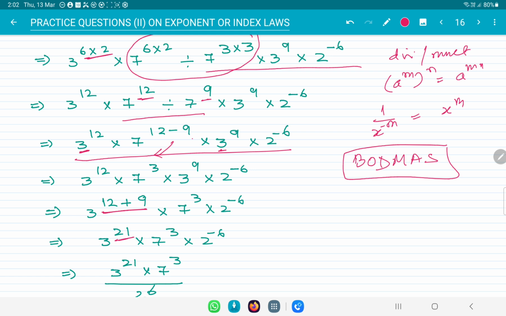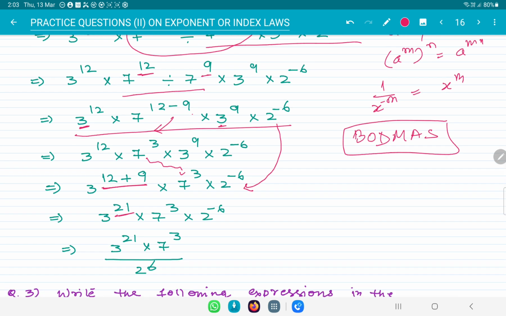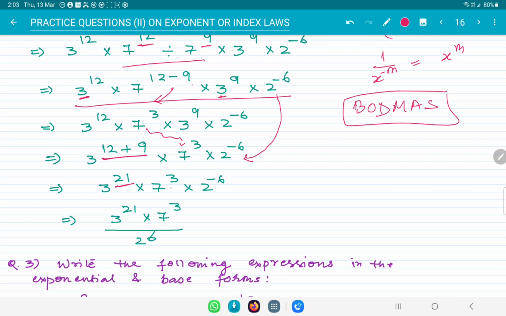Now 3 is done. Now take 7. So 7 raised to the power 3. There is no other base like 7. So 7 raised to the power 3. And see 2, so 2 is alone. Base 2 is alone, so we will not do anything with it. So the final answer will become 7 raised to the power 3 into 2 raised to the power minus 6 multiplied by 3 raised to the power 21.